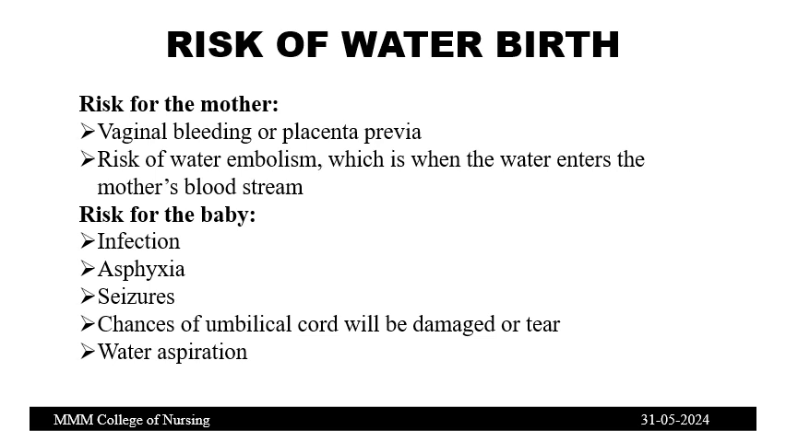Risks of water birth. What are the risks for the mother? Vaginal bleeding or placenta previa. Risk of water embolism, which is when water gets inside the mother's bloodstream. Risks for the baby: infection, asphyxia, seizures, chances of the umbilical cord getting damaged or torn, and water aspiration.